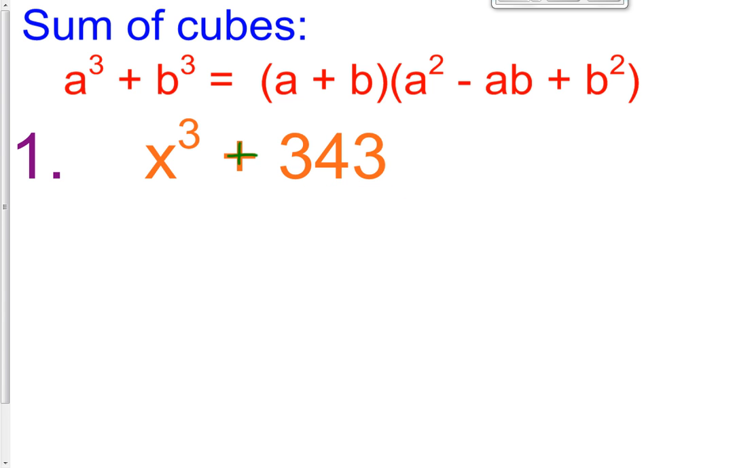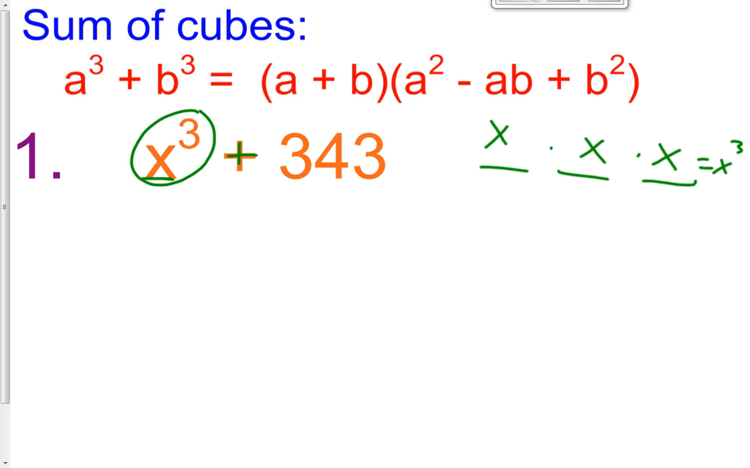Well, let's look at x cubed. Is this a cubed number? Is something times something times something x cubed? And the answer is yes. X times x times x is x cubed. So we know that this is a cubed number. Is 343 a cubed number? If it is, then I have the sum of 2 cubes. So is something times something times something 343? Well, if we take 7 times 7 times 7, 7 times 7 is 49, and 49 times 7 is 343.